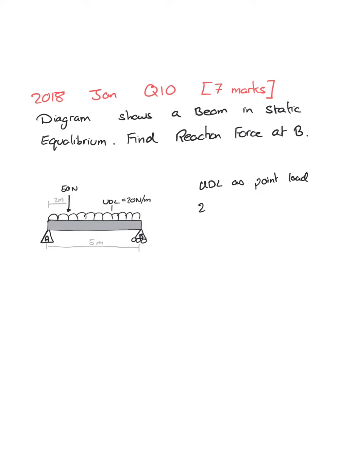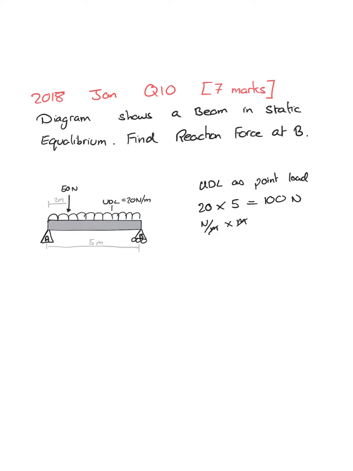So how do we do that? Well, we have 20. That 20 acts across the full length of the beam. 20 by 5, 100. Because I had a newton per meter times a meter, they're cancelling, so it's equal to newtons. So instead of having that 20 newtons per meter, I can have a 100 newton force acting somewhere.